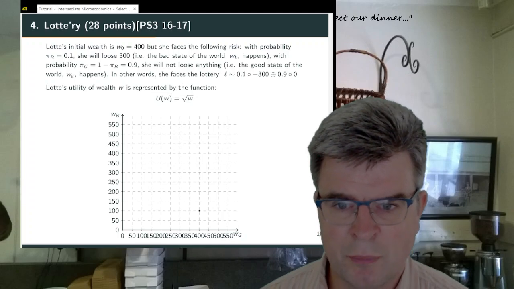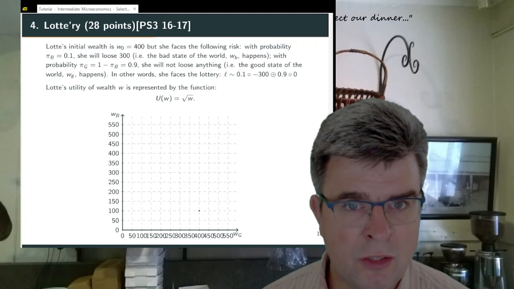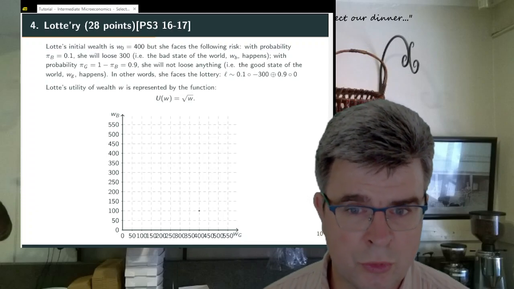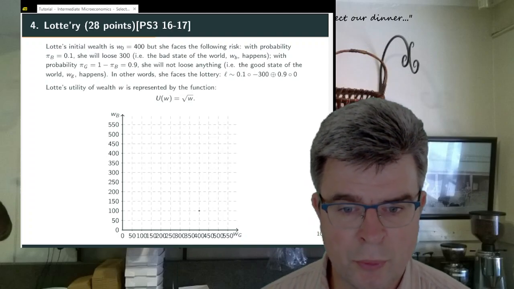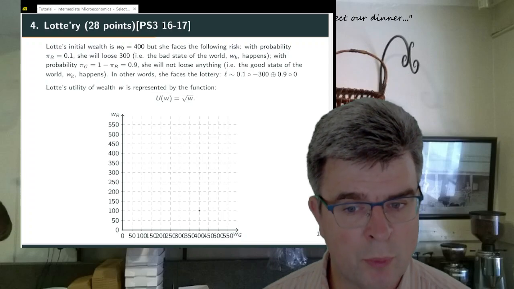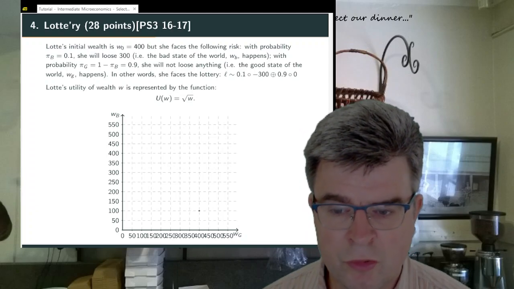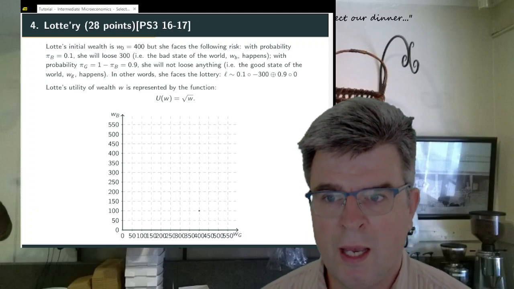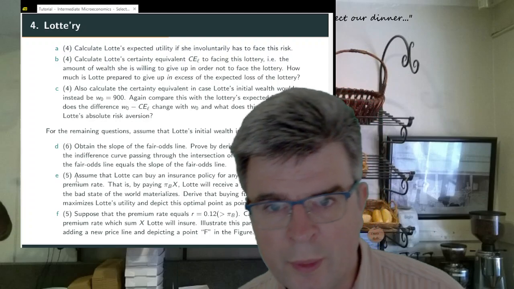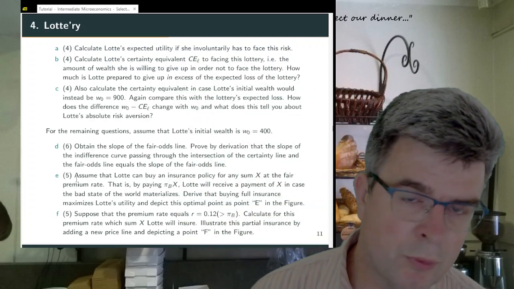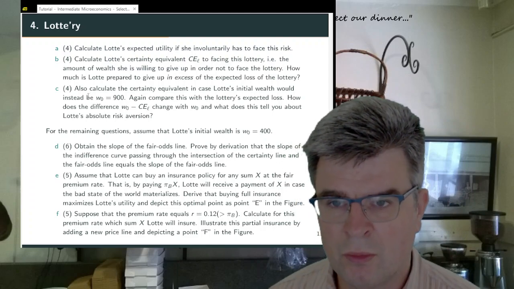And in this exercise we will also do a bit of drawing, and we can see the initial wealth level and initial situation of Lotte here. It's this point where if the good state of the world materializes, nothing will happen and her wealth will be 400. If the bad state of the world occurs, then her final wealth will be 100. There are tons of questions in this exercise, so they run all the way to F, but we will just start with A in order to not get lost.